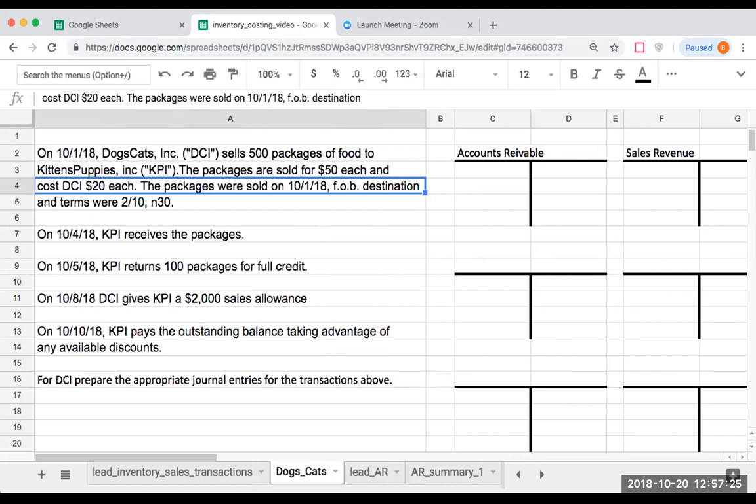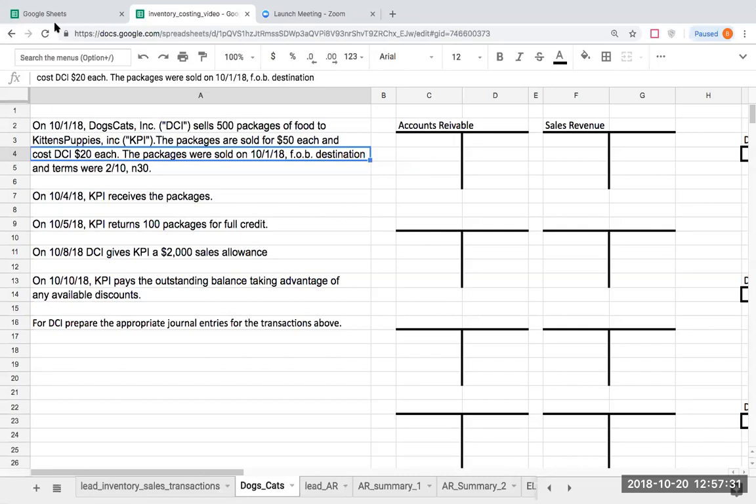So we have this question here: DCI, Dogs and Cats Inc., sold 500 packages of food to Kittens Puppies Inc. Packages are sold for $50 each and cost DCI $20 each. The packages were sold on October 1st, FOB Destination, and the terms were 2/10, net 30.